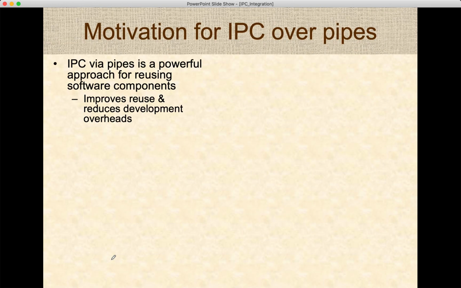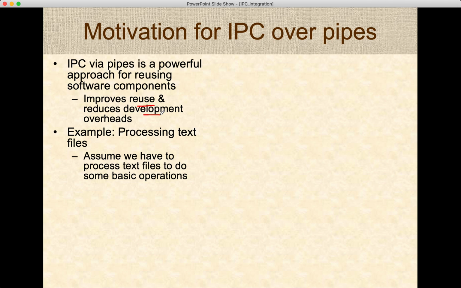Of course, inter-process communication with pipes provides a more powerful approach even from a programming perspective for reusing software components. This methodology improves code reuse because we can reuse programs that are already existing, and reduces development overheads because we are reusing software, and also reduces some of the maintenance costs. Let's look at this from an example.